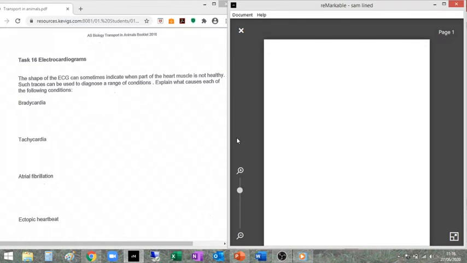There is a task after that, task 18 as well, which is not to do with ECGs, but it's a quick one, so I may as well go through it whilst I'm here. And then the booklet is more or less done, well, at least the things that I've set you.